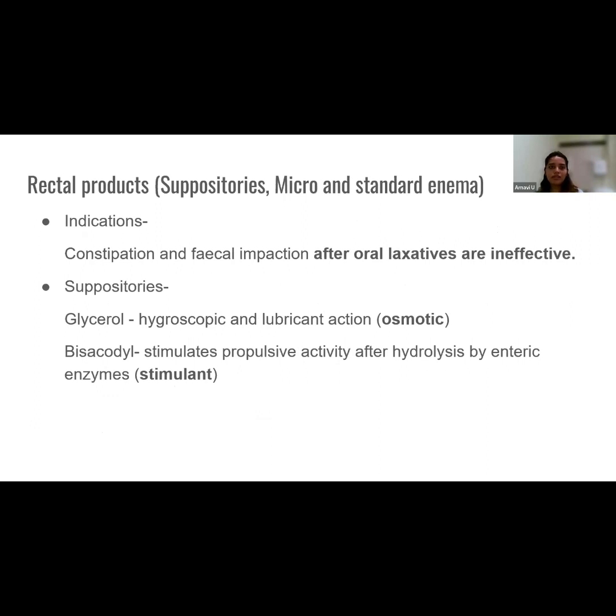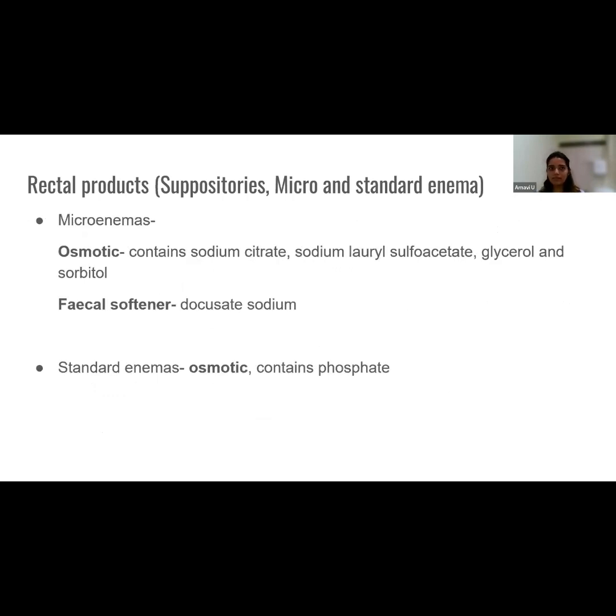Rectal products. The indications include constipation and fecal impaction after the oral laxatives are ineffective. Here, we'll be looking at suppositories, micro and standard enemas. Suppositories can be glycerol suppositories, which are osmotic, that is, they have hygroscopic and lubricant action. Then bisacodyl, also known as Sorbet suppositories, are stimulant in their mechanism of action, which means they stimulate propulsive activity after hydrolysis by the enteric enzymes.